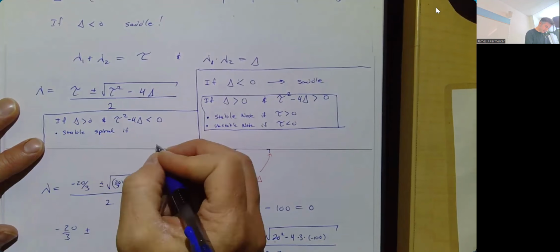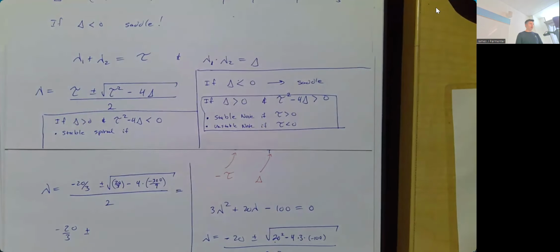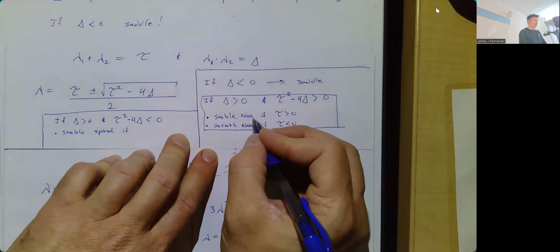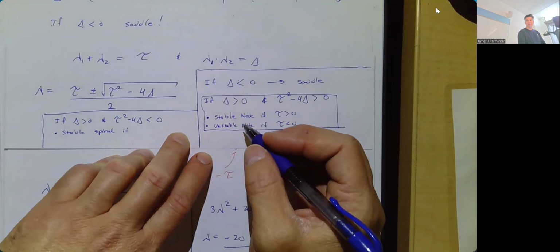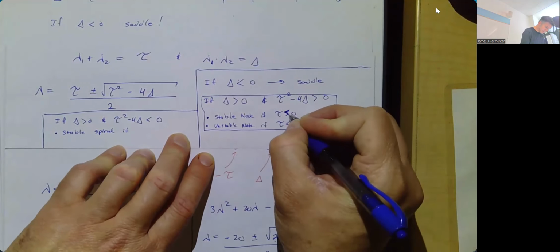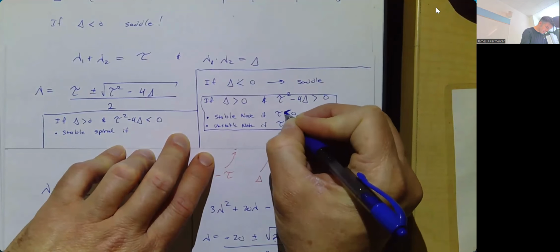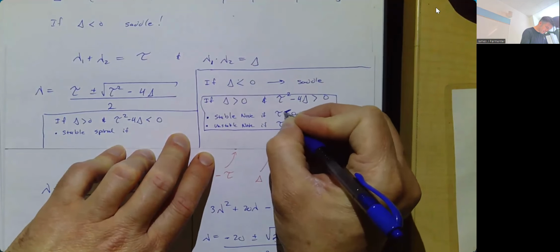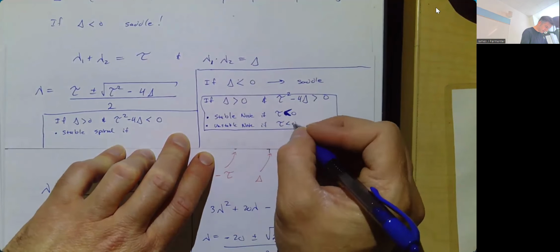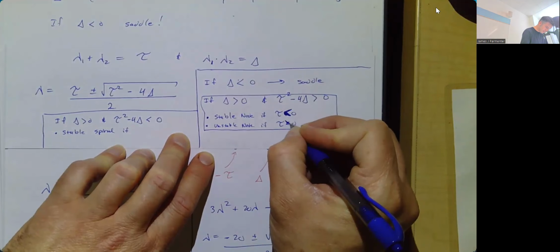if tau is, holy smokes, I wrote the wrong thing somewhere. I made a small mistake. It's kind of a big deal. I made a mistake right there. It's stable if tau is negative. Sorry. And unstable if tau is positive.